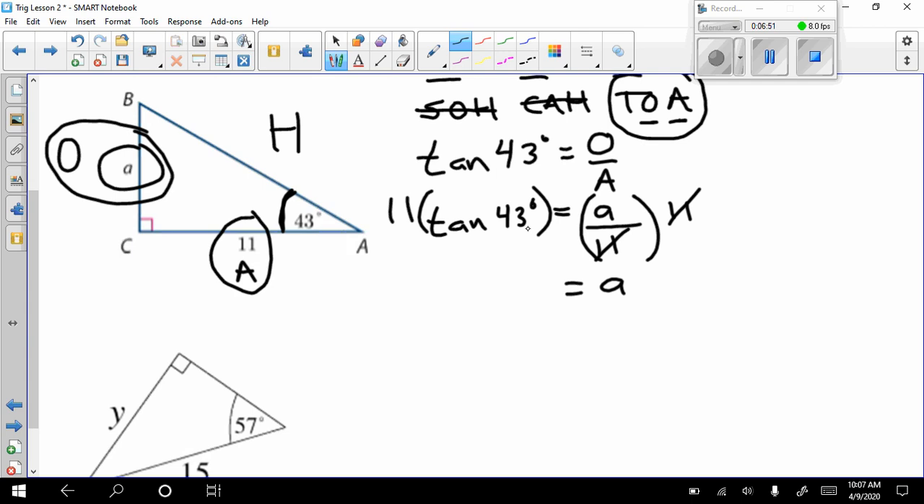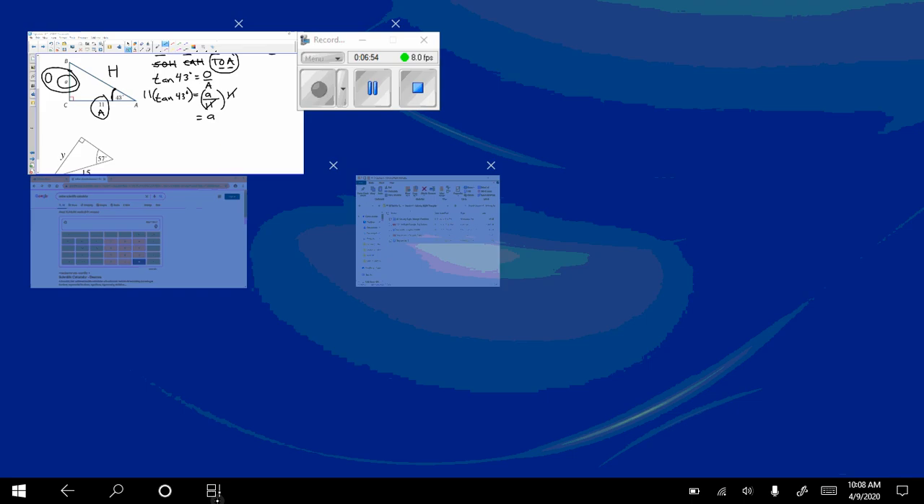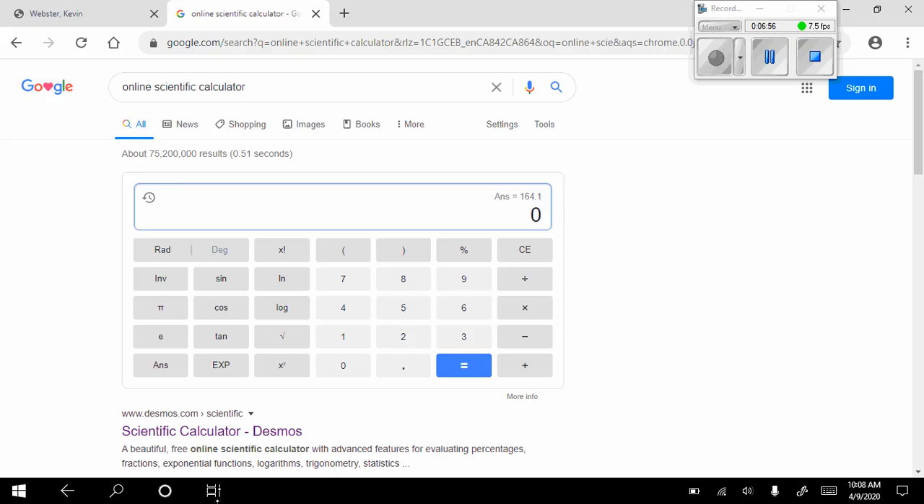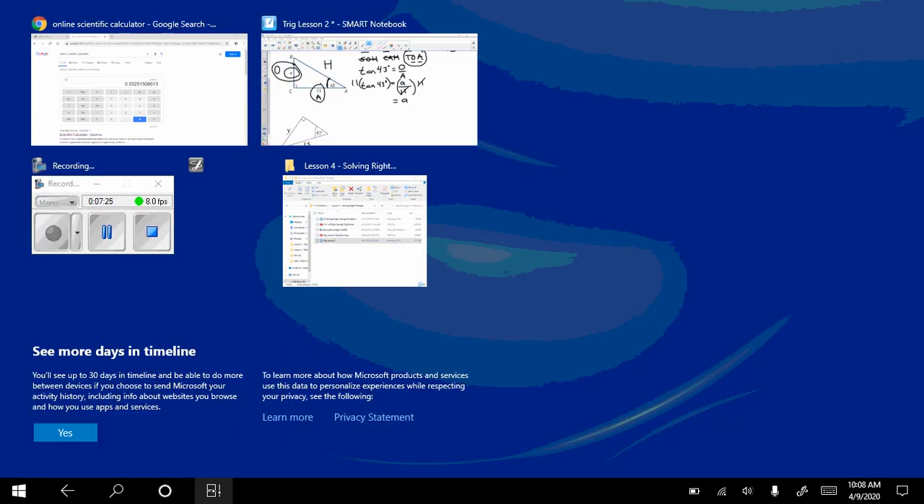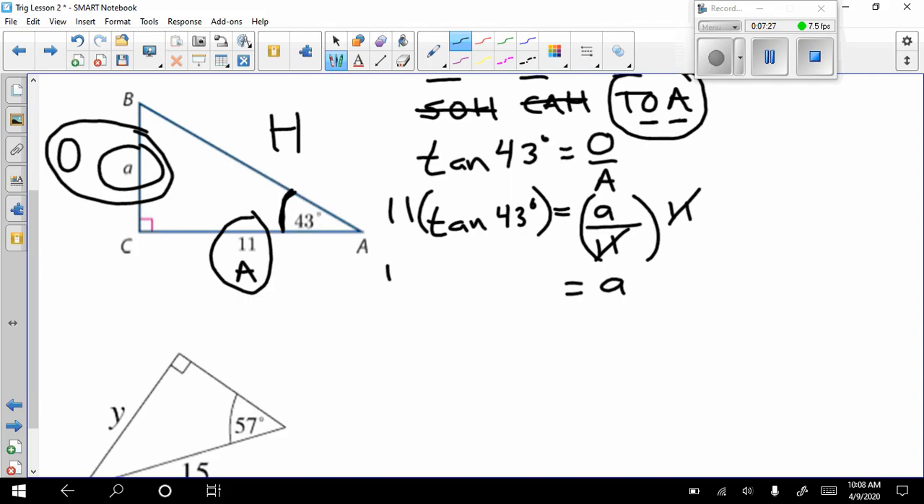Okay, so at this point I go to my online calculator, and I am going to type in tan of 43 and hit equals. And I notice that that gave me a negative, so I'm not in degrees. Let me get to degrees. So there, make sure your calculator is in degrees. So here we go again. Tan of 43 equals, there it is, 0.9325.